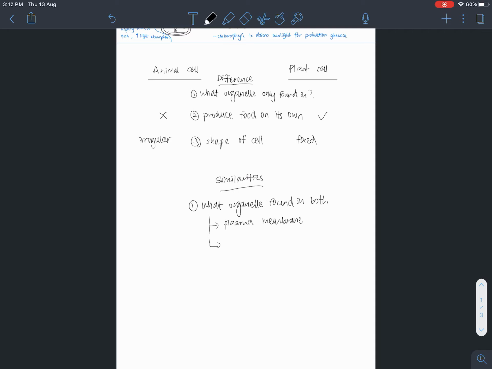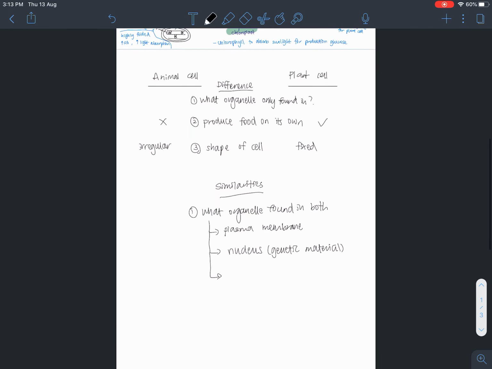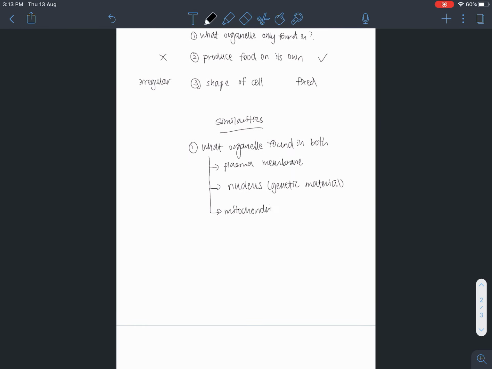So like plasma membrane, nucleus, mitochondria. So you can talk more, like why do both cells need plasma membrane? Because plasma membrane ensures particles move in and out of cell. Nucleus is to provide the genetic material for protein to produce and modify into specific function, for example enzyme. Then third is mitochondria, which is to provide ATP for animal cell to have energy for movement, while plant cell to have energy for translocation and so on.